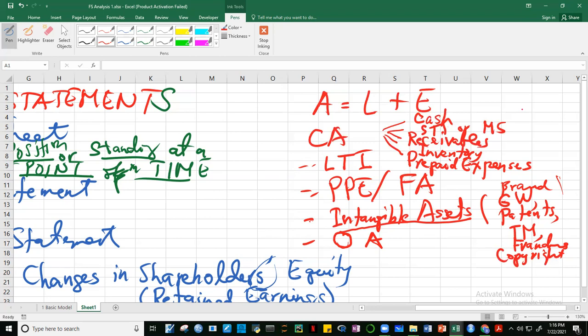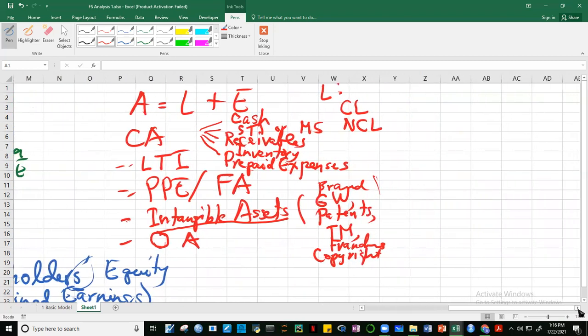Tapos yung liabilities natin, di ba? Simple lang naman yung liabilities natin. You have current liabilities at saka non-current liabilities. Ito rin yung liabilities natin. Okay? Tapos equity, ano yung laman ng equity natin? Assuming it's a corporation, no? Kasi pag sole proprietorship, yung capital lang yan. So shareholders' equity.